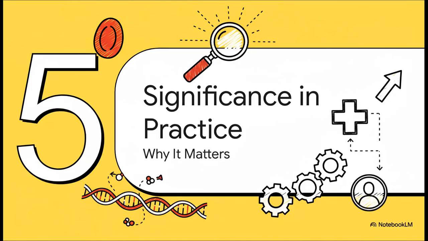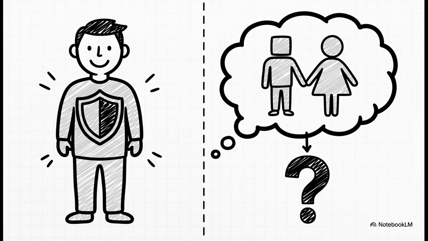So, we've found it. We've confirmed it. But so what? Why does it even matter? This brings us to our final and, honestly, our most important section, the significance in practice. Here's the thing. For the patient themselves, the diagnosis doesn't really change much. They're asymptomatic, they feel fine. The real primary clinical importance is all about genetic counseling. It's about planning for the next generation.